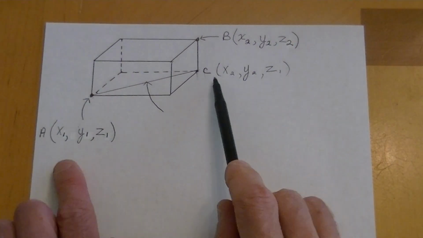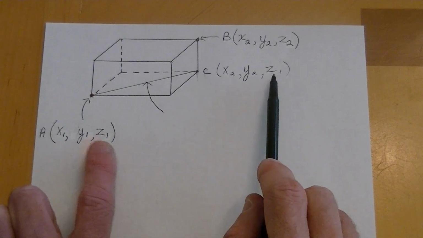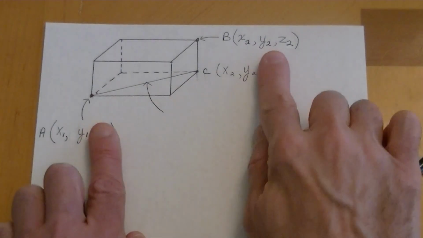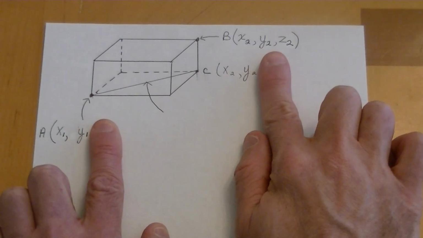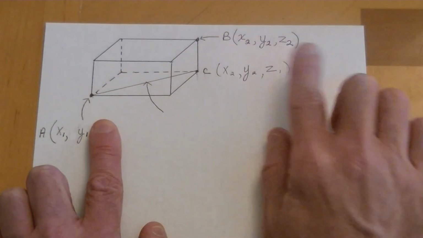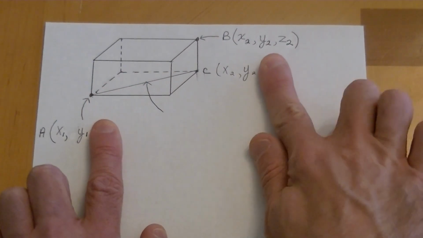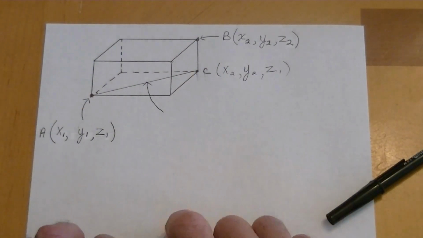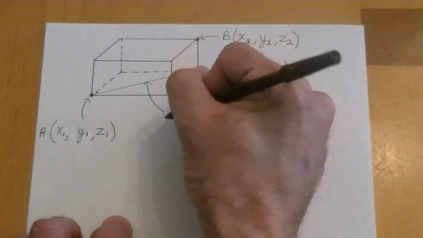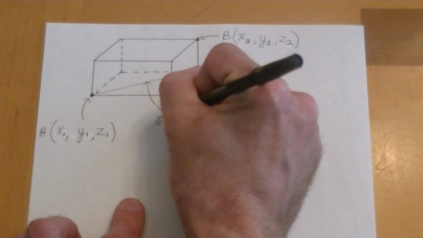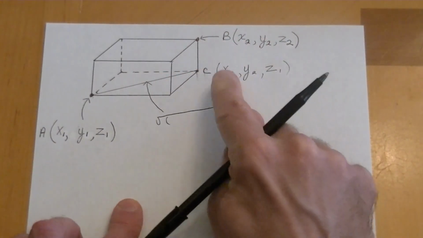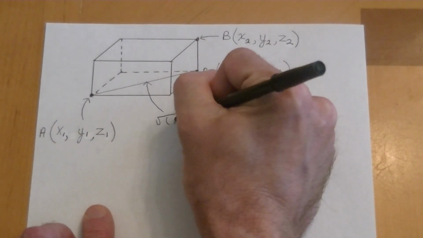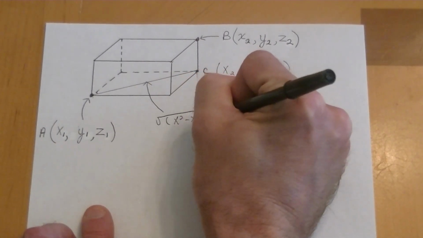And if we compare these points and we see that they have the same z value, then we can figure out how long this is with our two-dimensional distance formula that we just proved. The distance from A to C is the distance formula. It's the square root of x2 minus x1 squared. Oops.